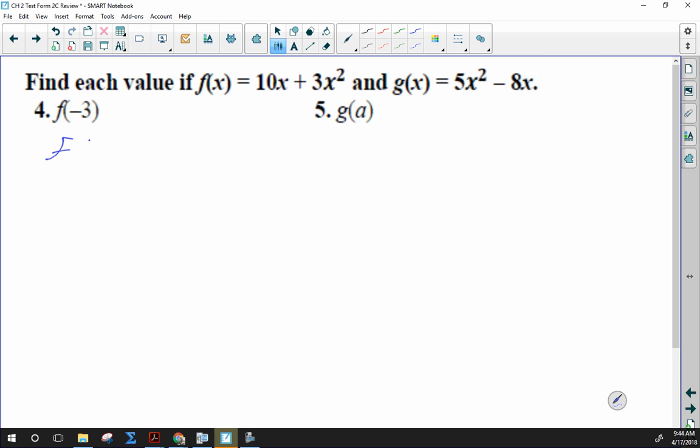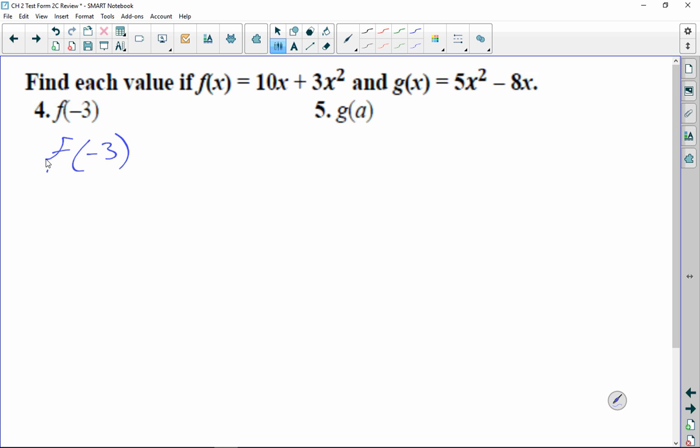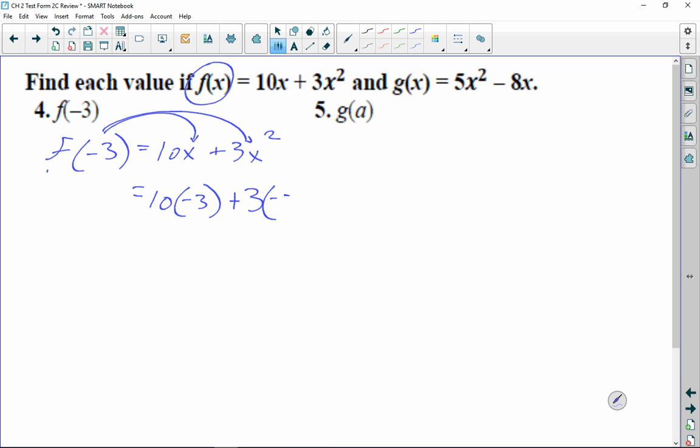All right, so what does the f mean? It just tells me I'm using that function right there, right? Okay, it's also the same thing as the output. What's my x value? Negative 3. I'm just going to put it in for each x right there. Negative 30.